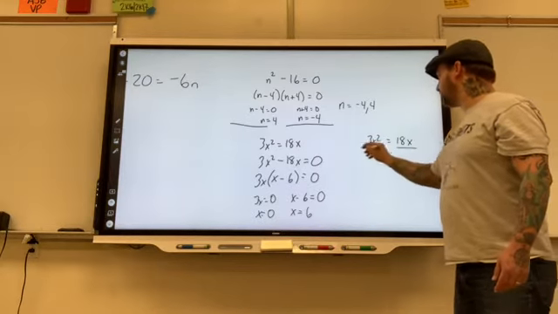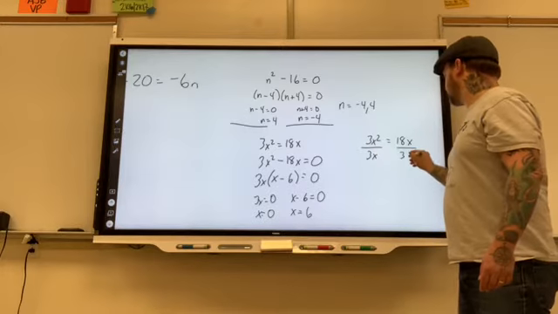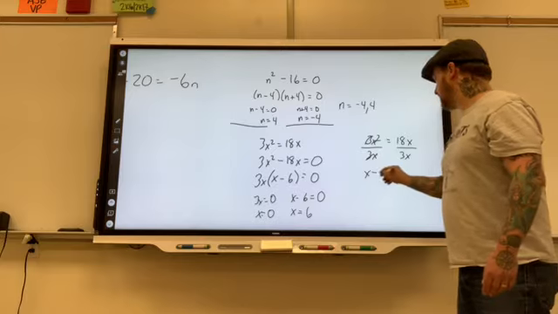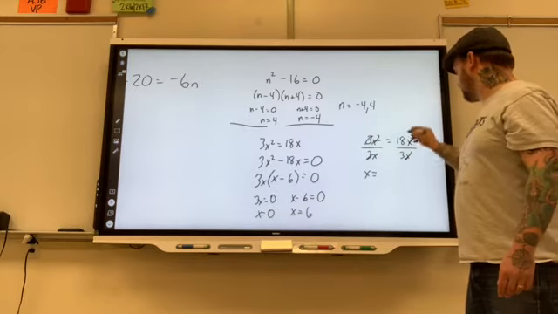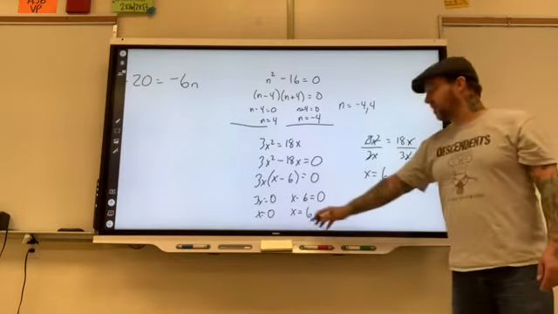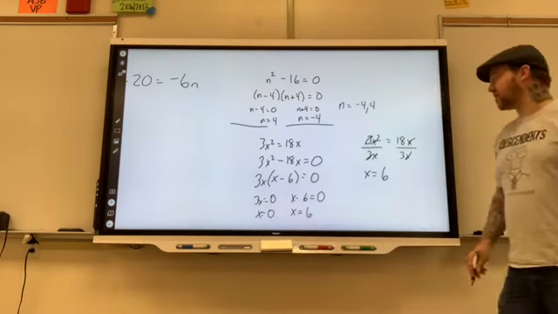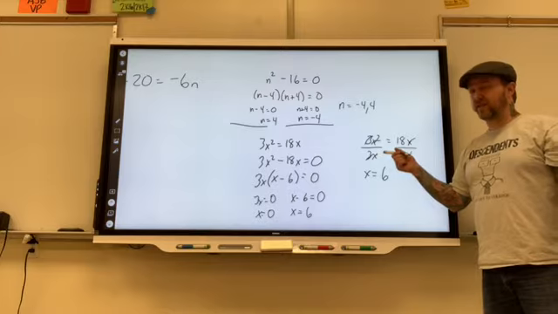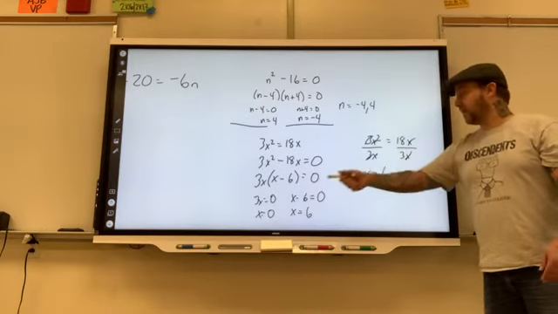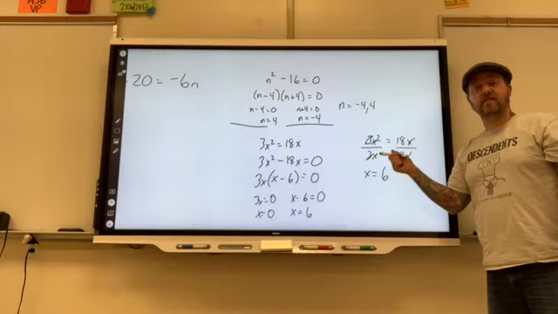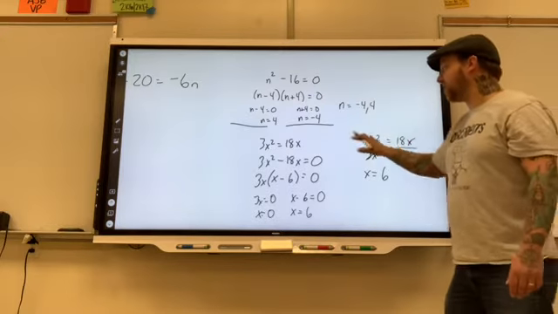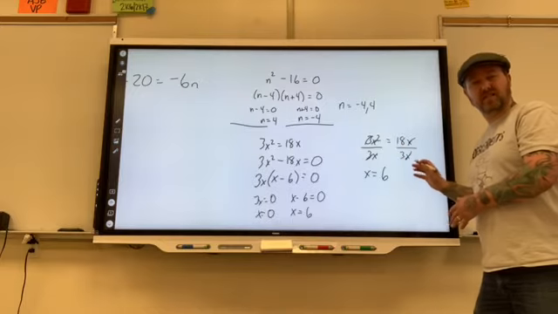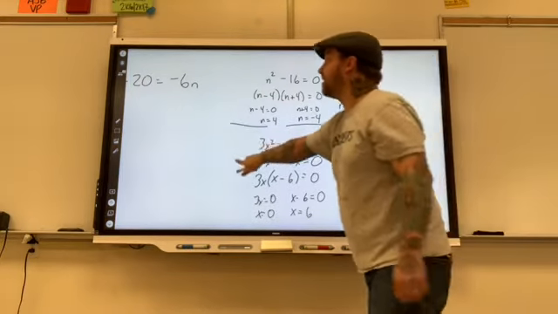Now, let's talk about why we couldn't do that the other way. If I divide both sides by 3x, I'm left with x on that side, and 6 on this side. I got this. Why didn't I get the 0? Oh, I can't divide by x because if x is 0, I can't divide by 0. So you got to be careful. Solve it this way, not this way. Make sense? Good.